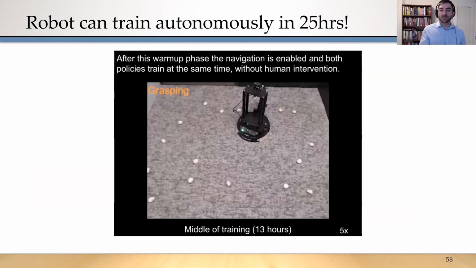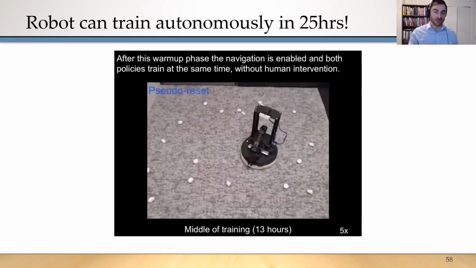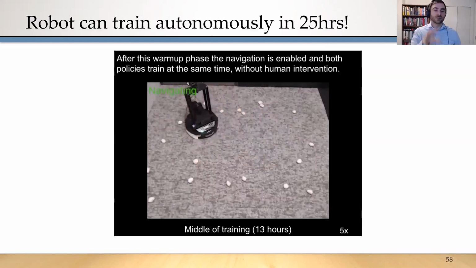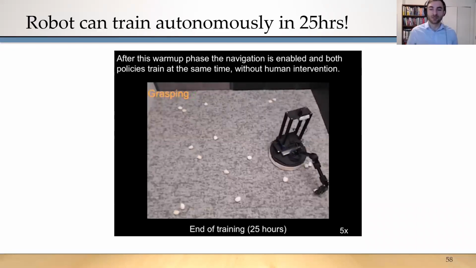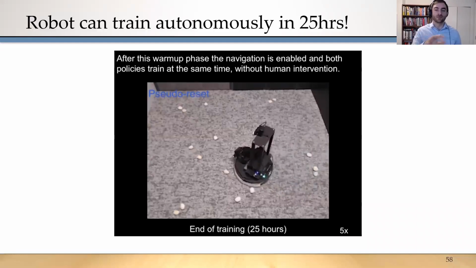Using this method that we've just been discussing, the robot is able to train to perform a lot of these grasping behaviors, grabbing objects and moving them around in the world, in only about 25 hours. Here it's the warm-up phase for the navigation being shown. The robot driving around is about half done training. And then after 25 hours or so, the robot has gotten pretty good at being able to identify and collect objects and move them around in the environment.